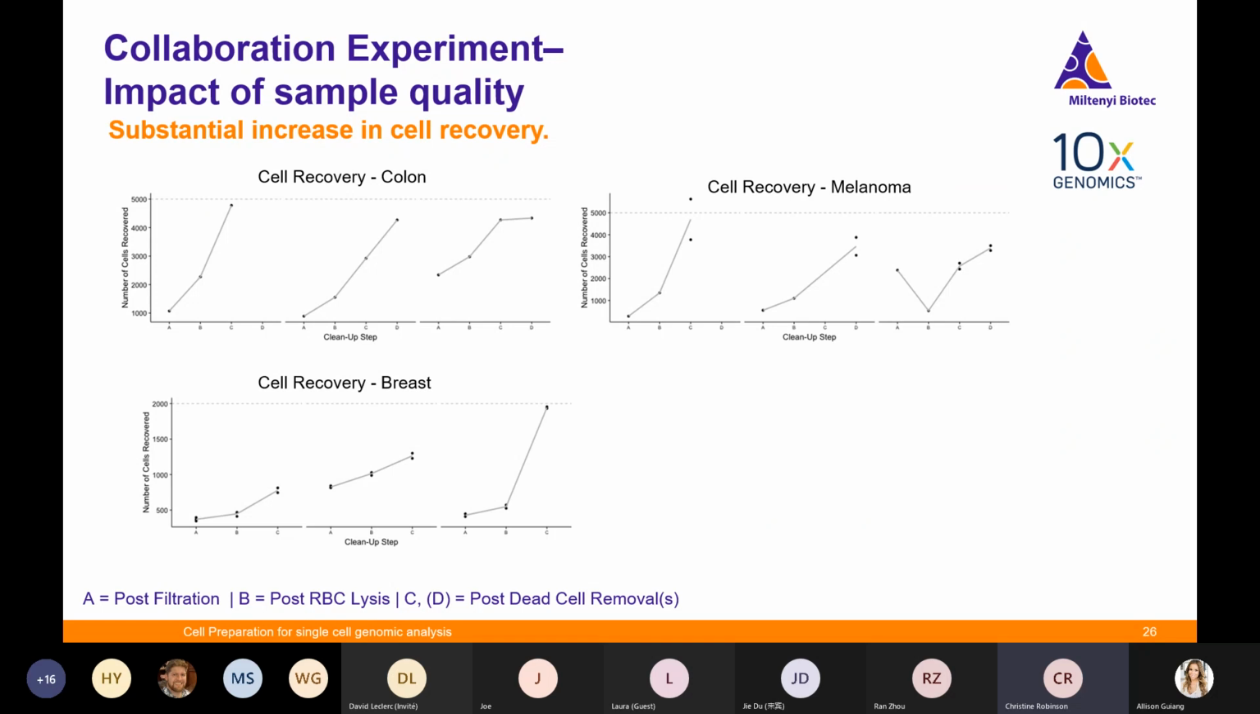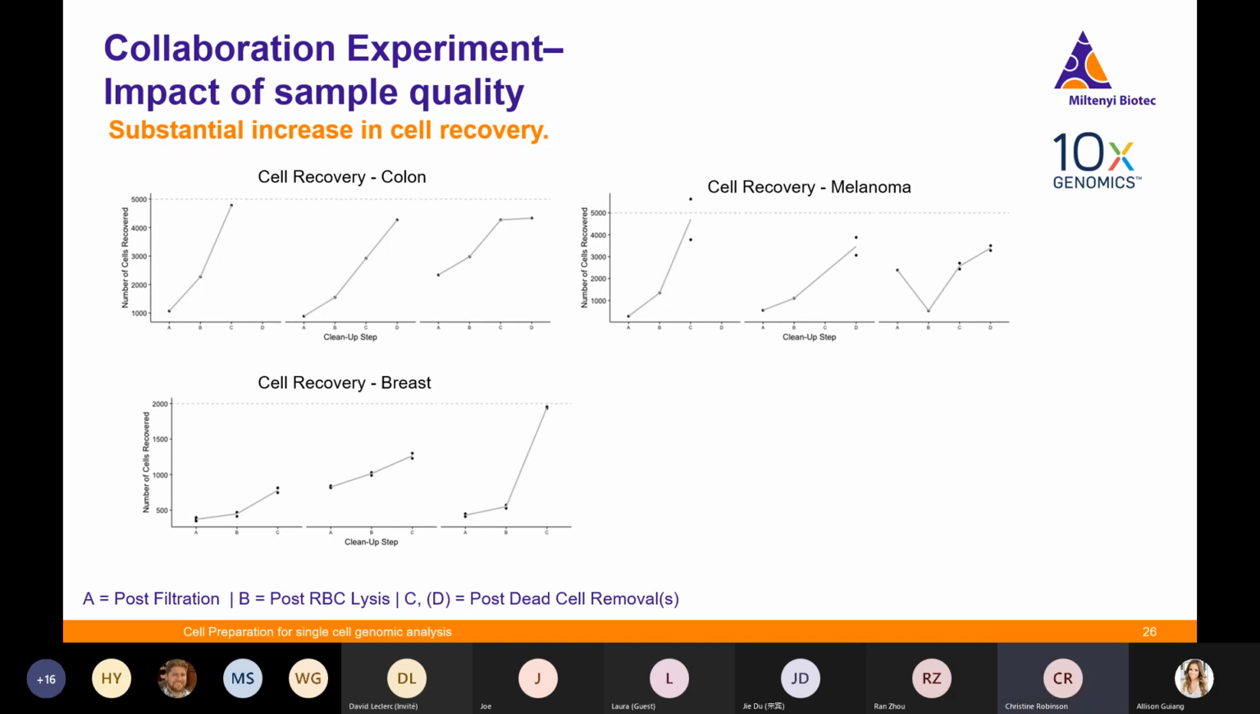When you look across each tumor type and replicate, the number of cells recovered increases with additional cleanup steps. And in some samples, you can see that it increases very dramatically, like from 500 to 1,000 cells with minimal cleanup to hitting the target of 5,000 cells after the full cleanup workflow.